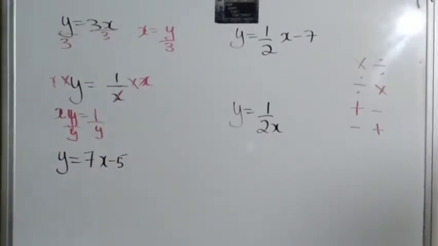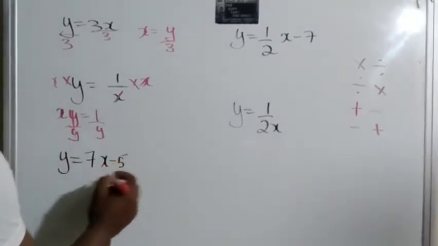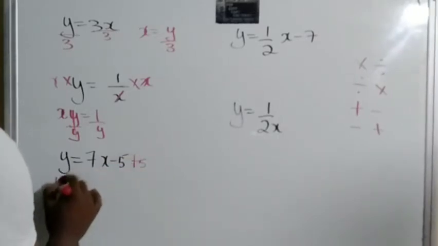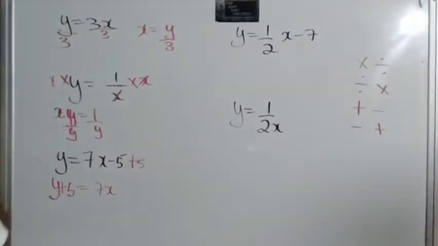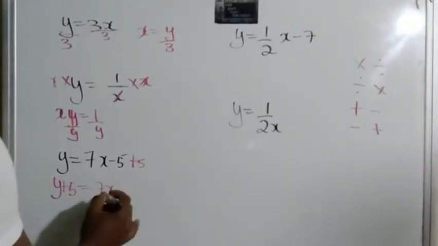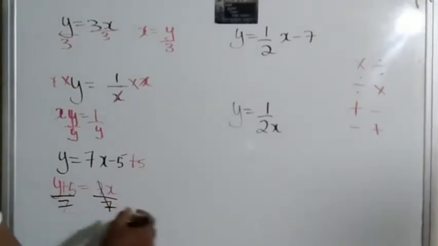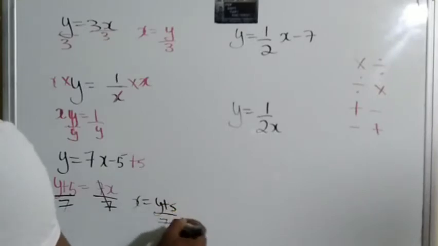Alright, this one is basically a straight line graph. So we want to get x by itself, right? So we take the inverse of minus 5, which is plus 5. Anything you do to one side, you do to both sides. So we're left with 7x. And now we divide by 7 because it's 7 times, right? So x is equal to y plus 5 over 7.